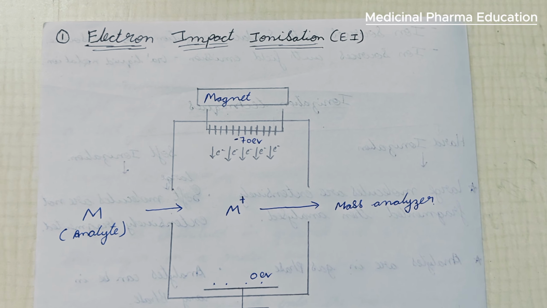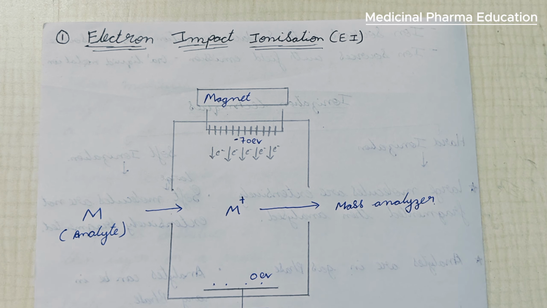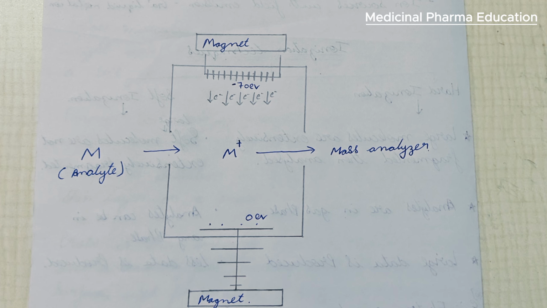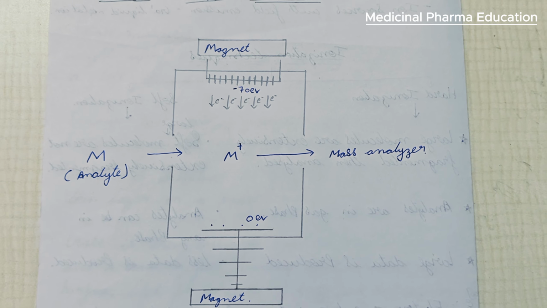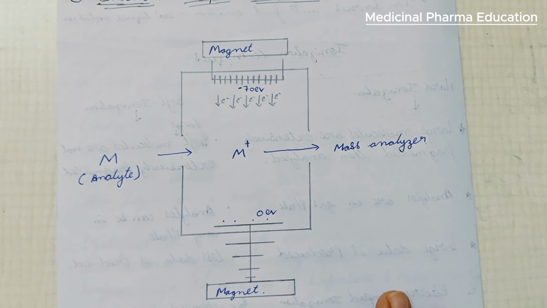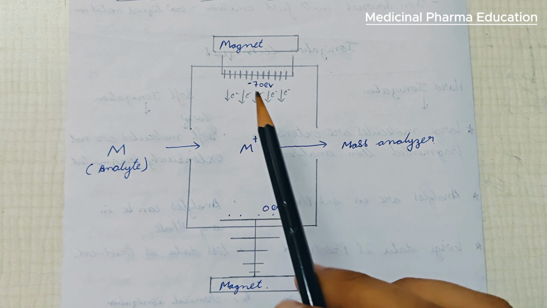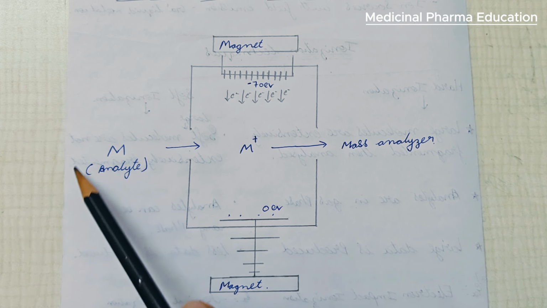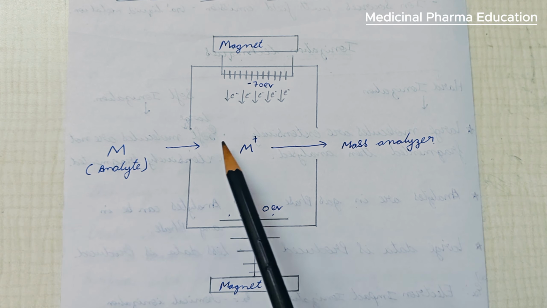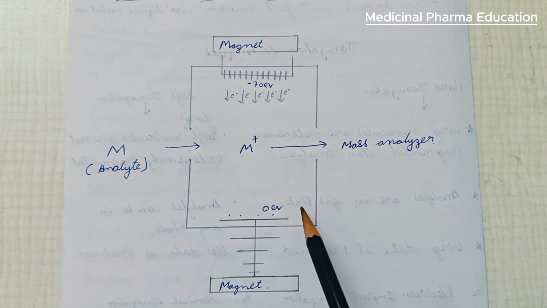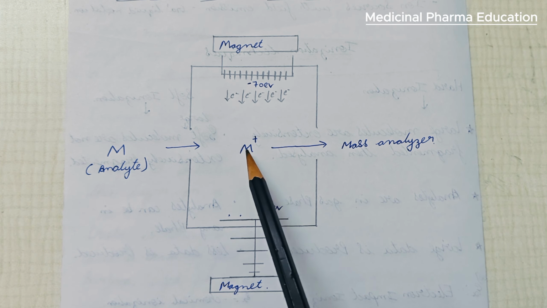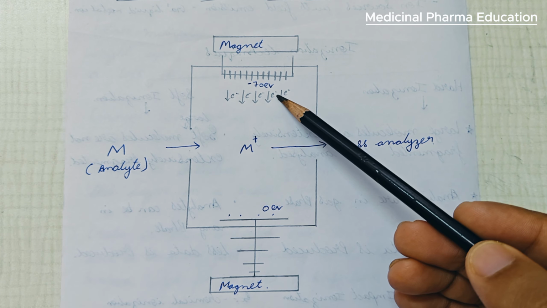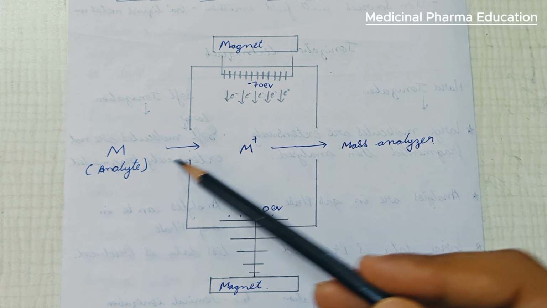See, this is the electron impact ionization. Just understand the diagram and you can write it on your own. It contains an electrode of 70 eV, and this is the analyte. It is present in the gaseous phase, is passed through, and is sent to the mass analyzer. Here the interaction between the electrons and the analyte takes place.